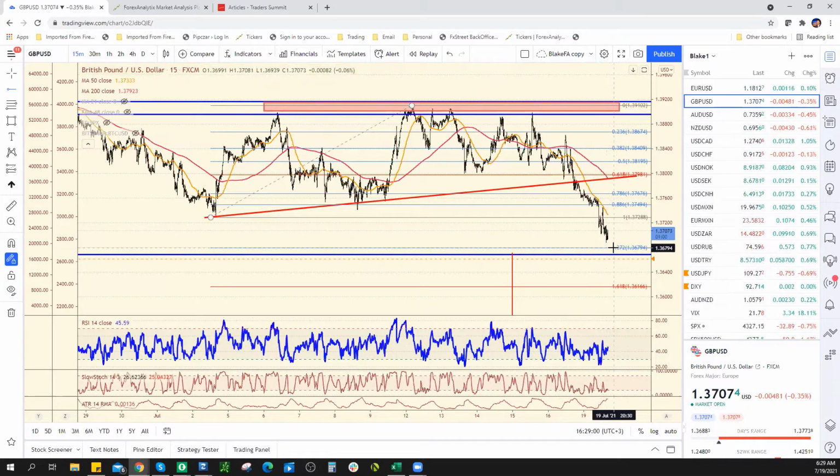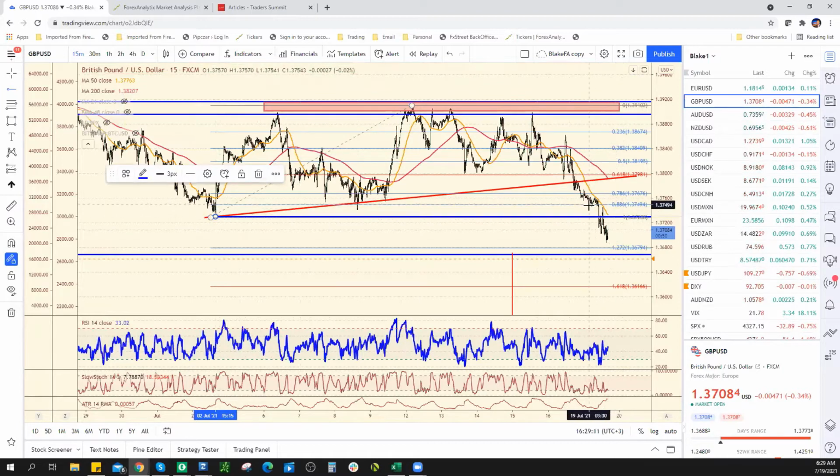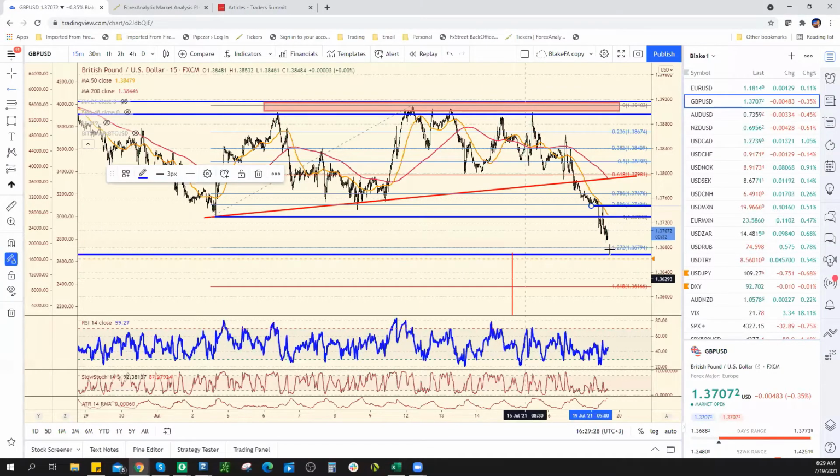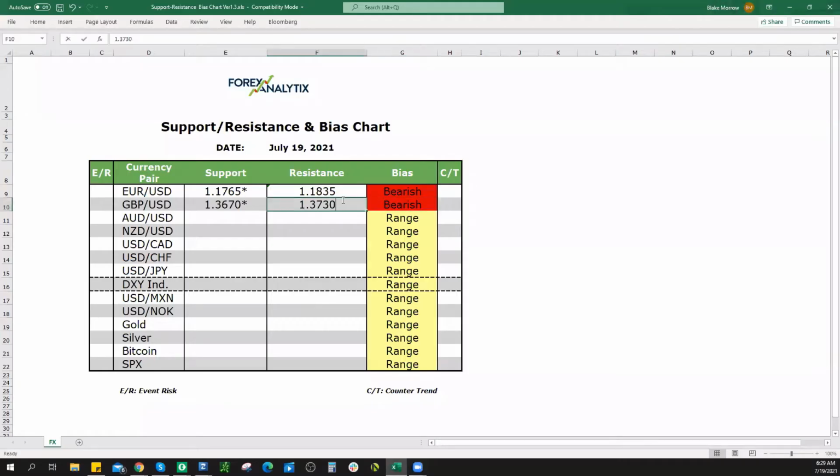I don't even know if we're going to reach for that today, but I do think that any move back towards this previous support is going to find sellers, especially up here, which would be right here at 137.50. So 137.30 will be resistance today. I still think we're bearish. You have to be really careful as we approach this support. I'm going to write down 137.50 just in case we squeeze past that.